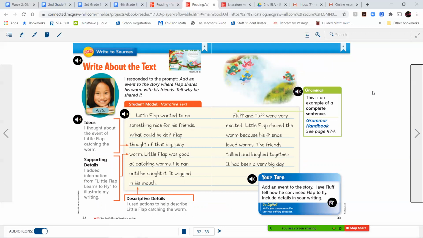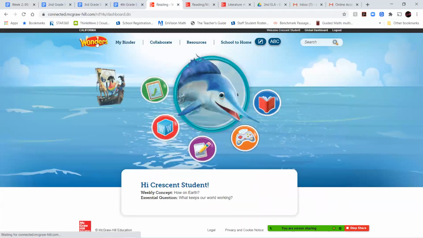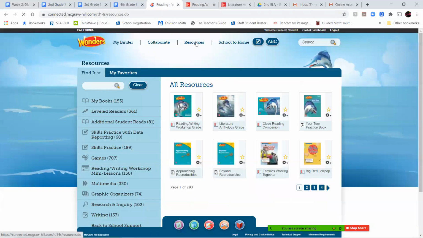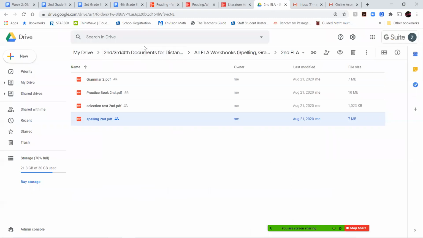Okay, so this is going to wrap up our lesson for language arts for this week. Remember, when you go into your Wonders, when you sign in, you're going to go to resources, and then you're going to use these two for your stories. Reading and Writing Workshop, which is the book that we were just in, and your literature anthology. Again, if you misplace your practice book, it's right here. All of your workbooks are also found in here in our 2nd and 3rd grade documents for distance learning. You open the language arts workbooks folder, and then you go to 2nd grade and you'll find all the information there.